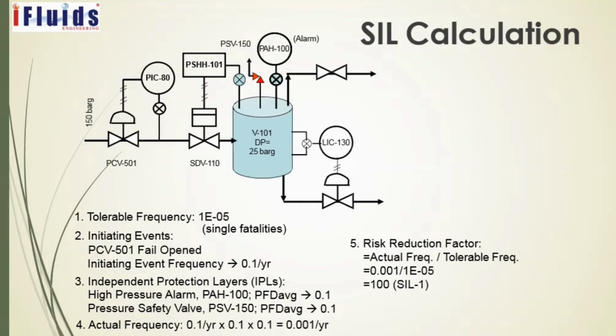So SIL calculation. I told you the previous slide and here, what is the difference? There is one more PSV added. Right? So you have one more IPL other than the level high and the pressure high alarm. So you see there it was SIL 2. Now here we have reduced the risk reduction, it has been reduced to SIL 1.